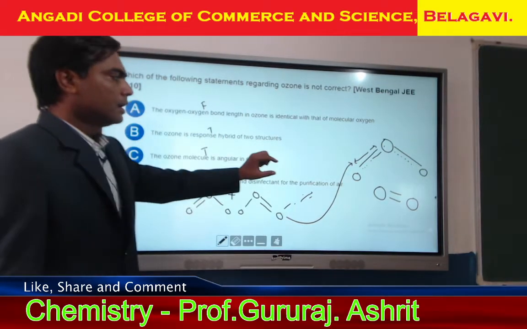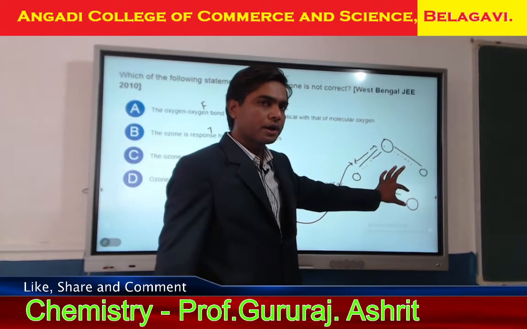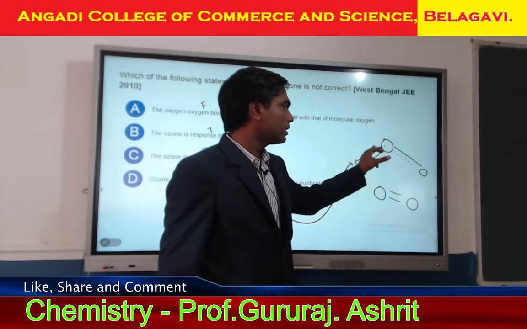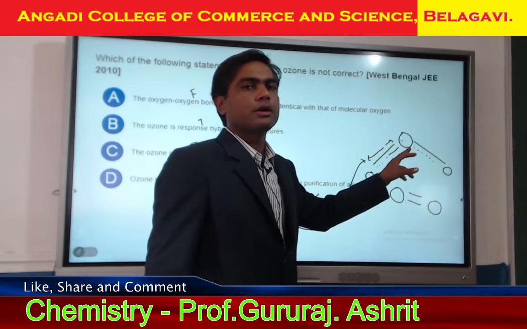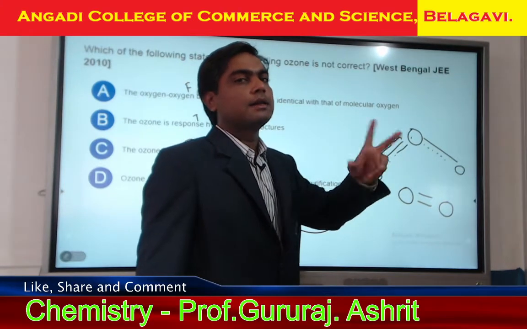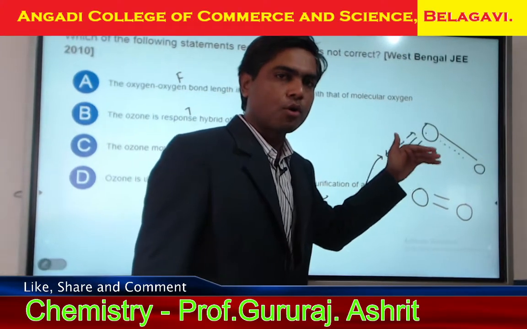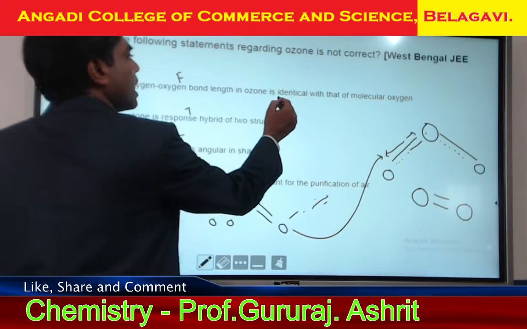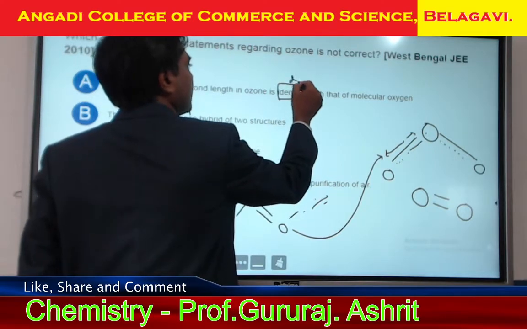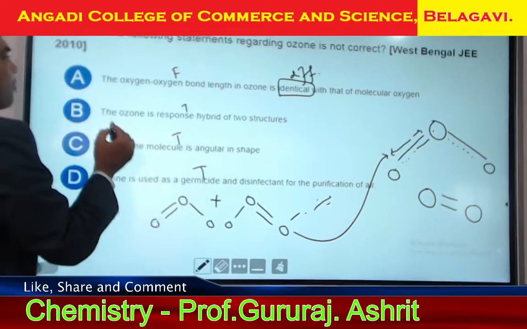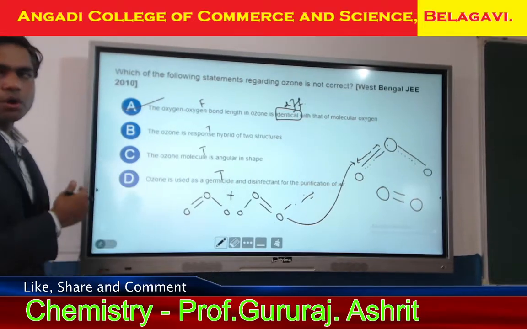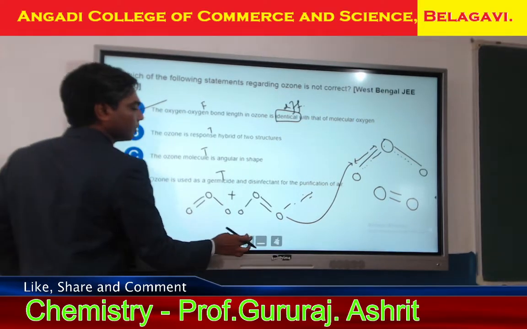Why? Here it is a double bond, a covalent bond, and the double bond length is different. Here one is a coordinate bond and one is a covalent bond, and these are not actual double bonds, therefore the bond length will be different. So the word identical is wrong, it is different. Therefore the false statement for this question is option A. Okay.